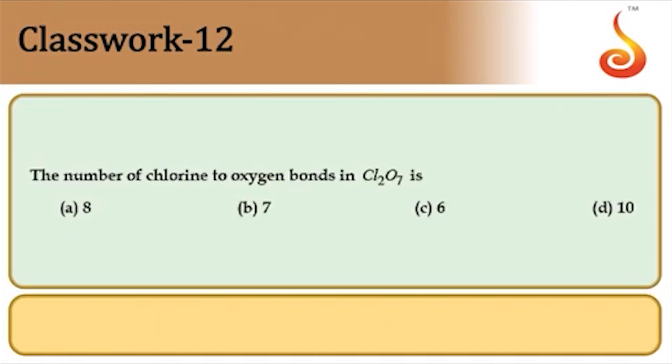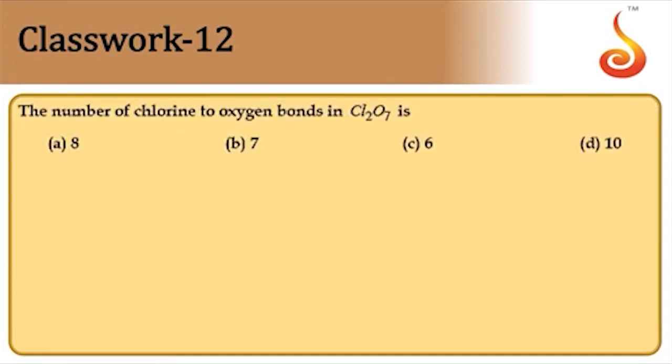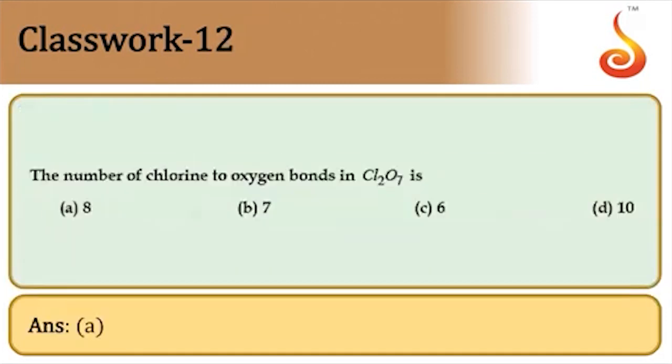The number of chlorine-oxygen bonds in the Cl2O7 molecule. You should know the structure of Cl2O7. In Cl2O7, we have two tetrahedral units of ClO4 joined through an oxygen, and in this way we have the structure of Cl2O7. We need to count the Cl-O bonds here: 1, 2, 3, 4, 5, 6, 7, 8 bonds are there. So the number of bonds is 8 altogether. From the structure of Cl2O7 you can know the number of Cl-O bonds. They are 8 in number. So the answer is option 8.